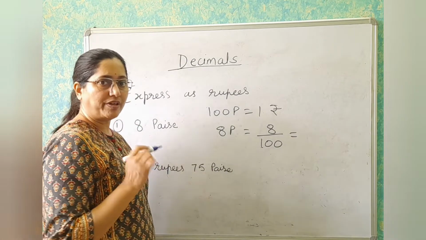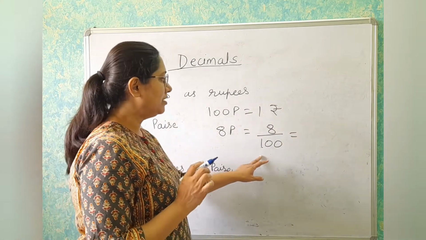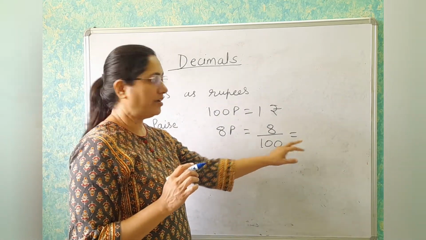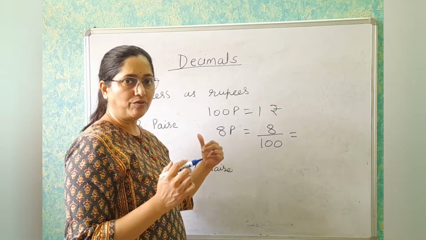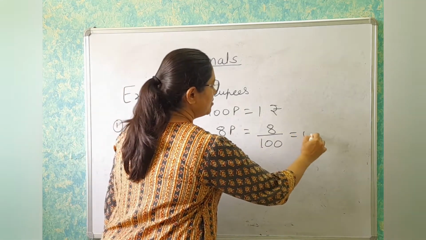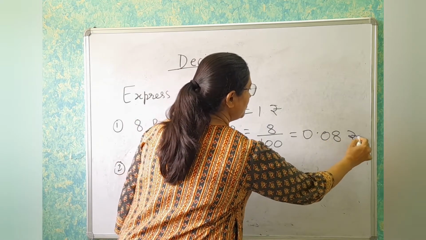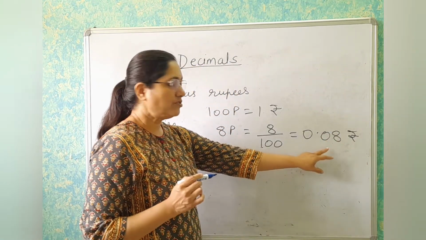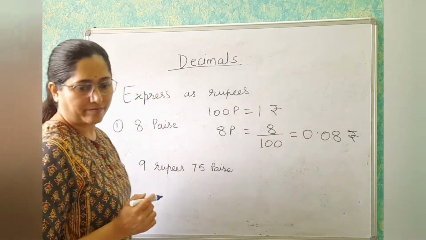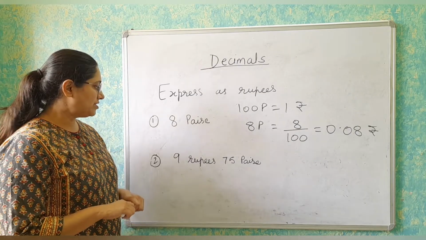And you know that whenever we divide any number, the answer will be smaller and the decimal point will shift to the left hand side. So our answer will be 0.08, and now the answer is in rupees. It is no more paise. Let's take one more example.